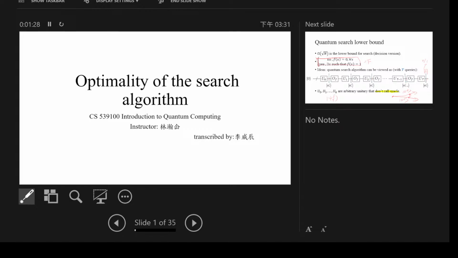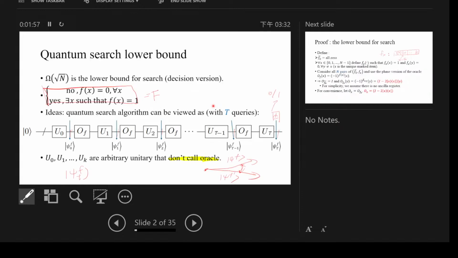Hello. Okay, let's get started. This time we talk about the quantum counting algorithm, which is a bit of an application of the Grover search algorithm. There are more applications of Grover's algorithm to come, but today we are going to switch direction and talk about the lower bound of the search problem.